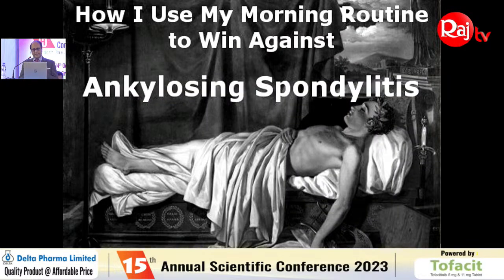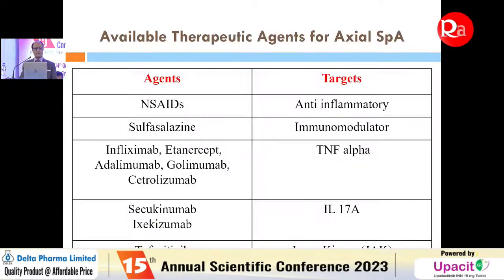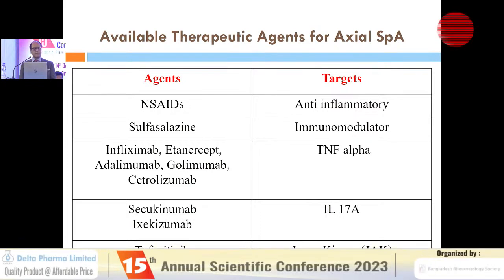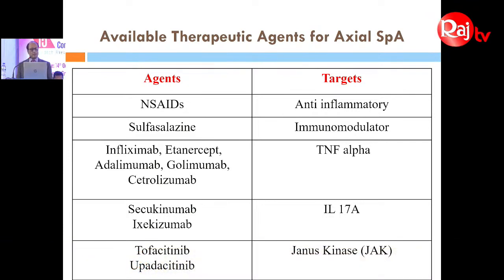So if we look at this painting, we can understand how difficult the life is of a patient having active ankylosing spondylitis or spondyloarthritis, how difficult the morning is. And what are the available therapeutic agents for axial SpA? NSAIDs, sulfasalazine, infliximab, etanercept, adalimumab, golimumab, certolizumab, all are TNF alpha inhibitors. All are available in Bangladesh except certolizumab. And IL-17A inhibitor, secukinumab, available in Bangladesh. And among the Janus kinase inhibitors, tofacitinib, upadacitinib.